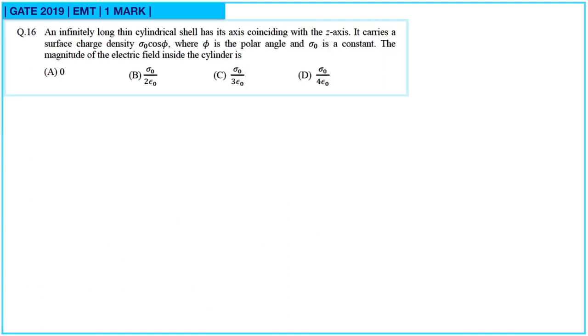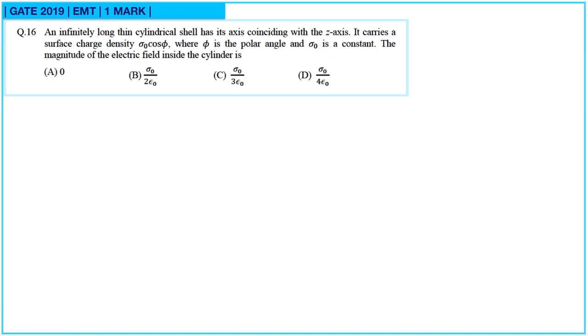Next question. An infinitely long, thin cylindrical shell has its axis coinciding with the z-axis. It carries a surface charge density sigma naught cos phi, where phi is the polar angle and sigma naught is constant. The magnitude of electric field inside the cylinder is.